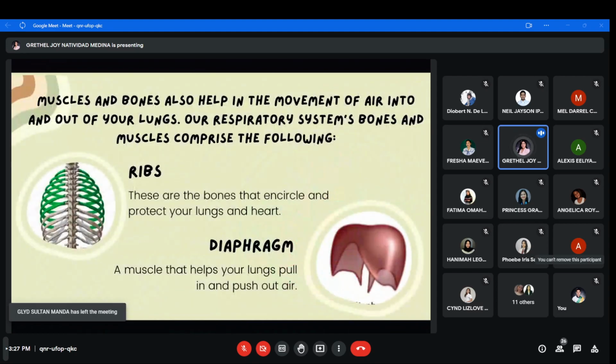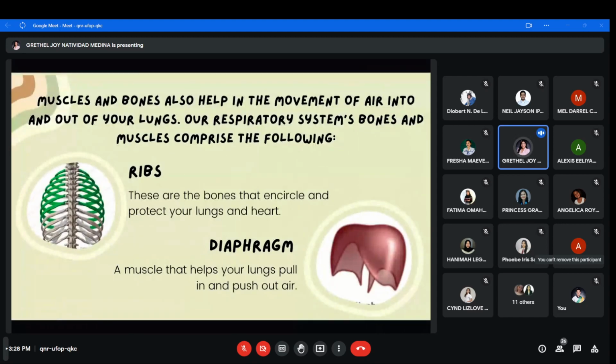So muscles and bones also help in the movement of air into and out of our lungs. Our respiratory system's bones and muscles comprise of the following. So we have two. First, we have the ribs. These are the bones that encircle and protect your lungs and heart. Kumbaga, more siya og cage for the lungs.